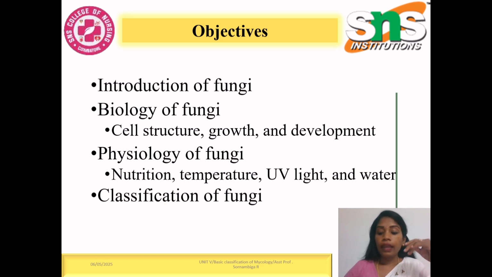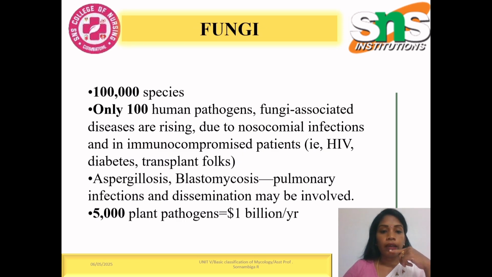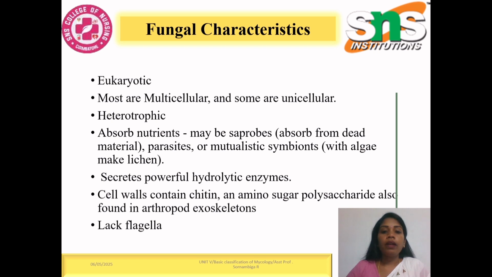Now we are moving on to the classification. What are fungi? Fungi are eukaryotic organisms. Unlike plants, they lack chlorophyll, and they may be unicellular like yeast or multicellular like mold. Molds are multicellular filaments called hyphae, forming a network known as mycelium. The mycelium is one part of the fungi. Yeast, on the other hand, is unicellular and reproduces by budding. Hyphae can be septate, with cross walls, or coenocytic, without cross walls.